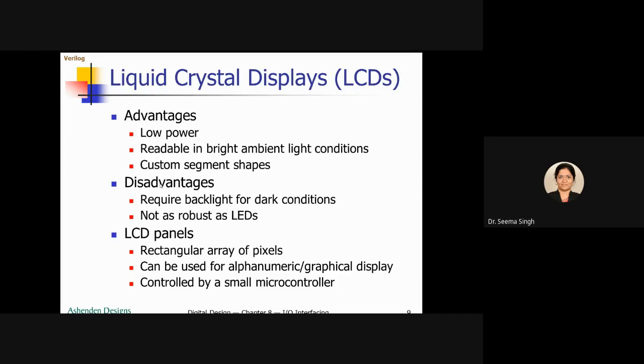Now what is the disadvantage? It requires a backlight for dark conditions. Of course in light conditions it is readable, but in dark conditions it requires a backlight, and it is not as strong and robust as LED. LCD panels you would have seen all around. It can be a rectangular array of pixels, and this is one of the advantages. Alphanumeric characters as well as graphical displays are easier to display in LCD, and it can be controlled by a small microcontroller. Of course, controlling is required for your LEDs also. So this is about your LCD.